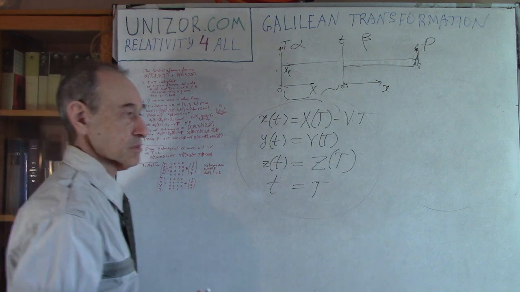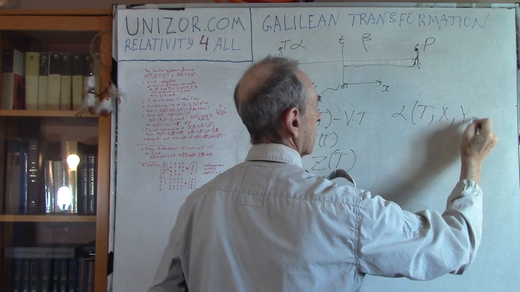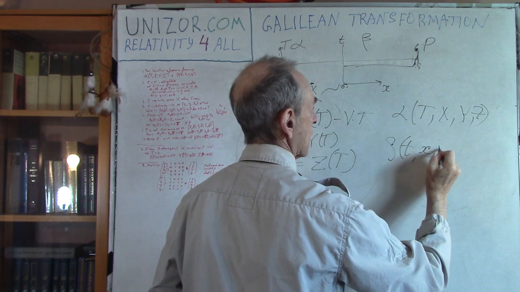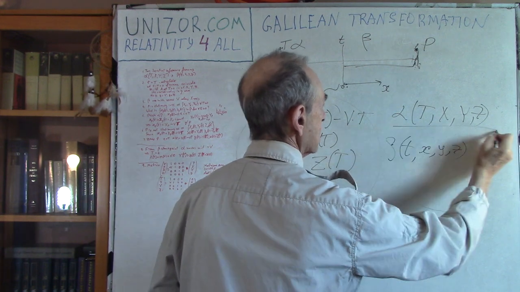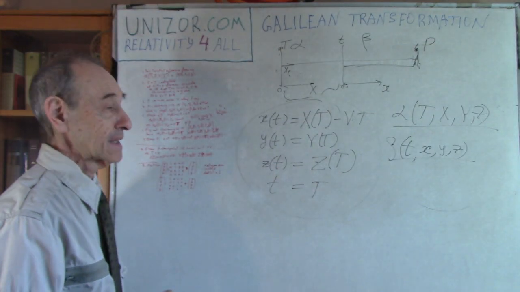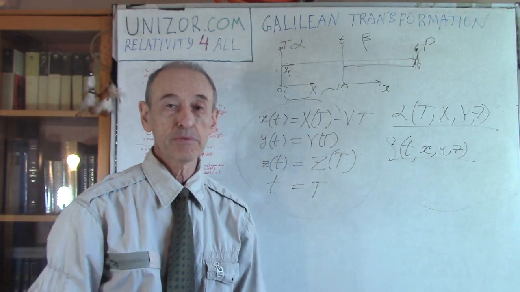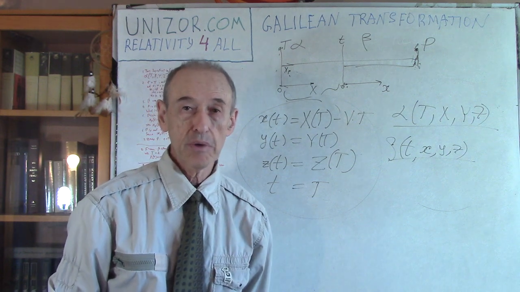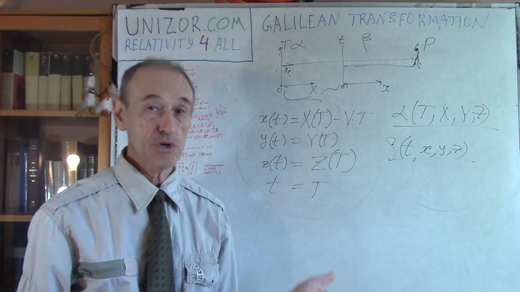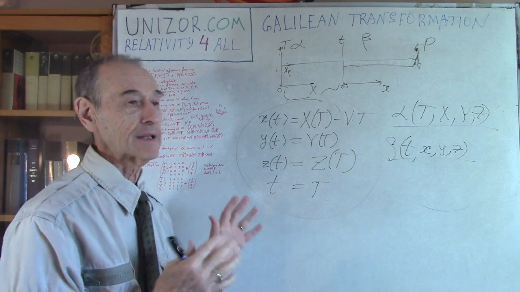Now, what are the coordinates? Well, coordinates in the alpha are t, x, y, and z. Coordinates in beta are lowercase t, lowercase x, y, and z. So from these four, we have transformed into these four. This is called a Galilean transformation. So this is the transformation of coordinates, which was kind of obvious, very much understood by everybody. It seems to be very natural. It corresponds to our intuition, if you wish. There is absolutely no contradiction in this. So this is called a Galilean transformation.